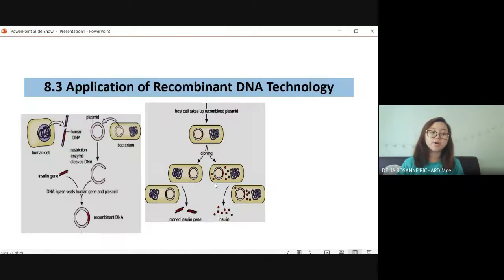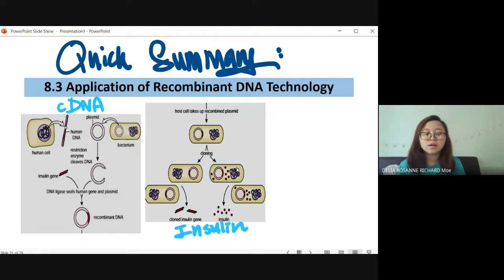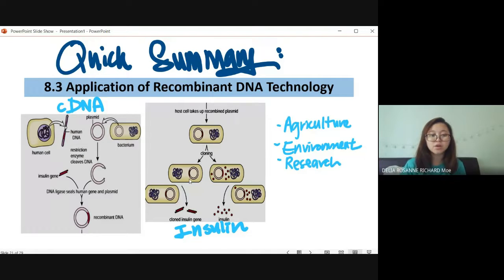Okay, and then we went into 8.3, application of recombinant DNA technology. So this one, we use the example of human insulin that we grow in the lab, that we use E. coli as host cell. And also in 8.3, we talk about what is cDNA and how we make cDNA. And also we use recombinant DNA technology in other areas like agriculture, environment, and research.